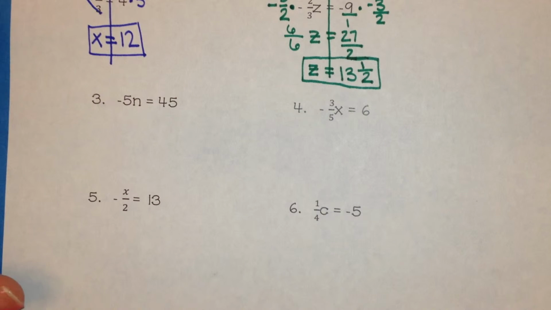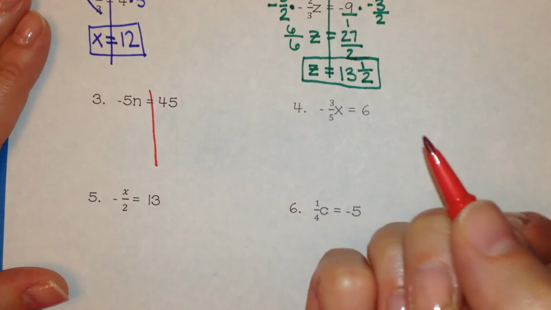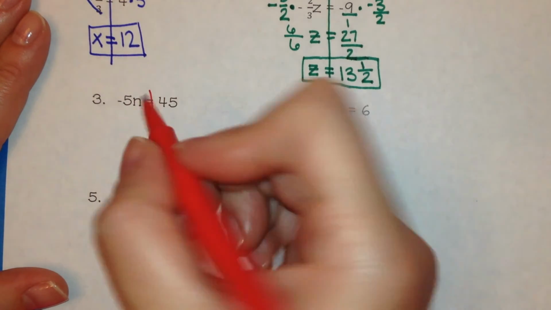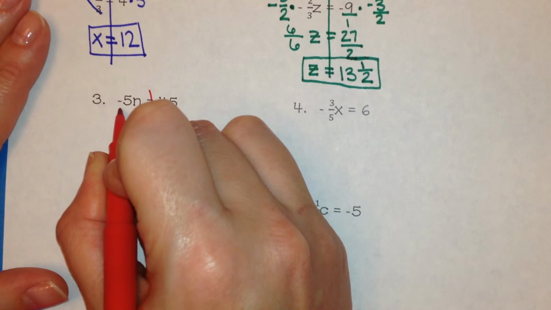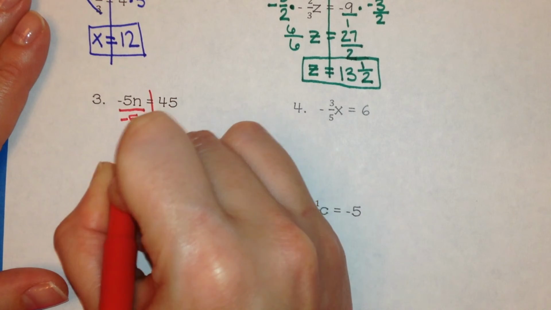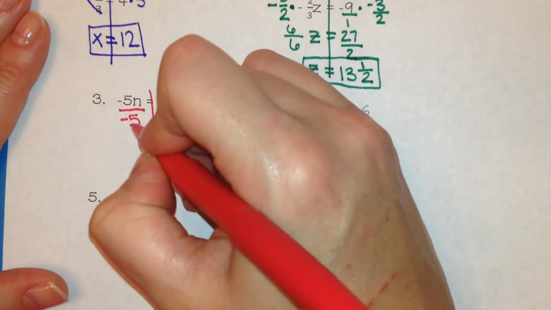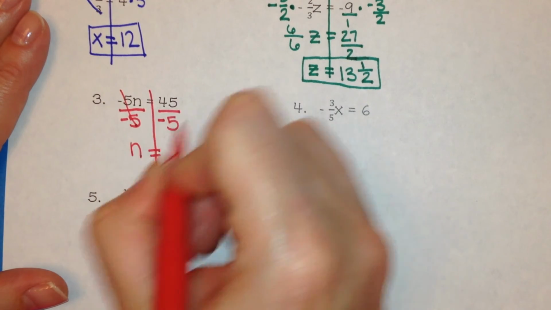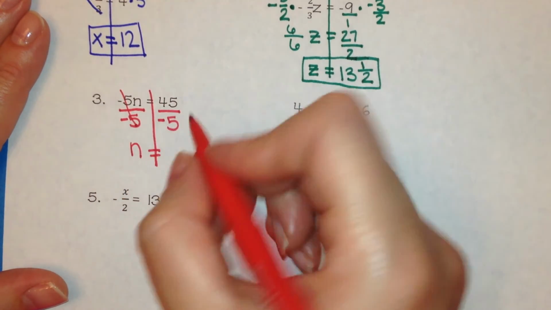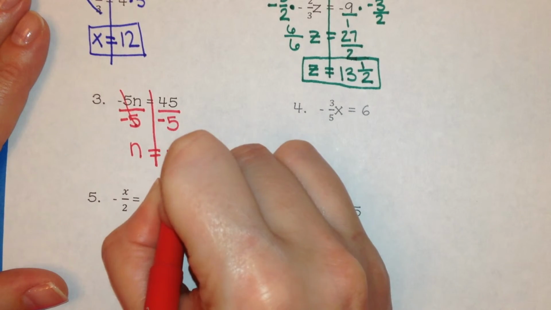All right, we have negative 5 times n. The opposite of multiplying n by negative 5 is dividing by negative 5. Anything I do to one side, I must do to the other. Negative 5 divided by negative 5 is positive 1. So I'm left with n equals, positive 45 divided by negative 5 is negative 9.